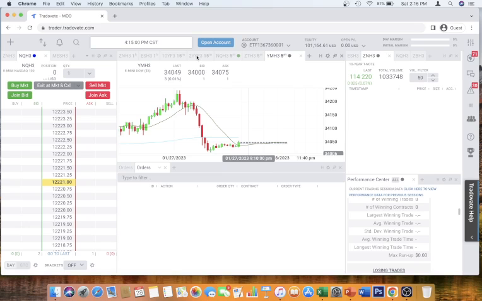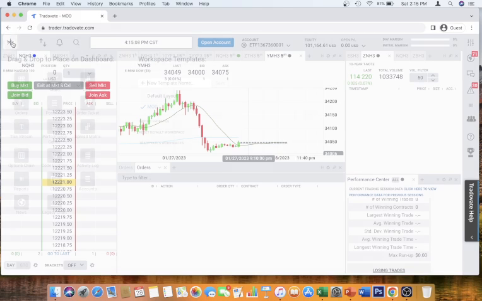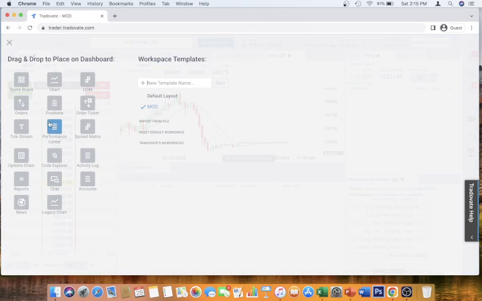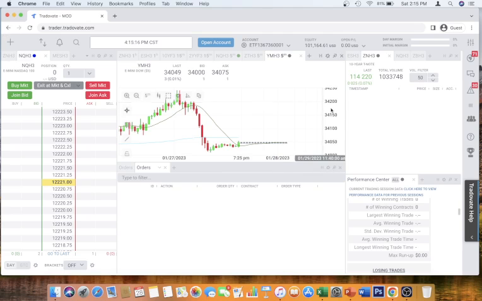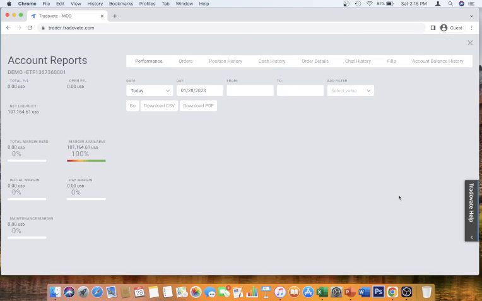So I discovered recently that Tradovate offers something called a Performance Center. To add the Performance Center to your dashboard, you go to Add Modules, and it's right here. You just click it, and then drag and drop it. And from there, I just go here to view my trading data.